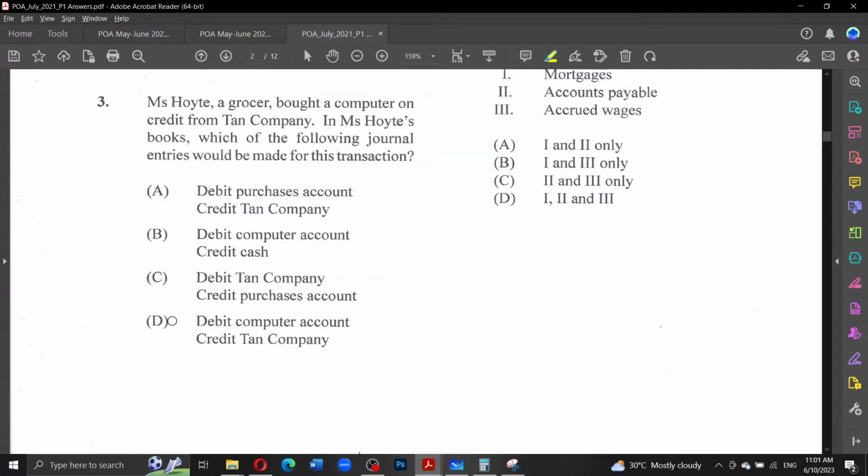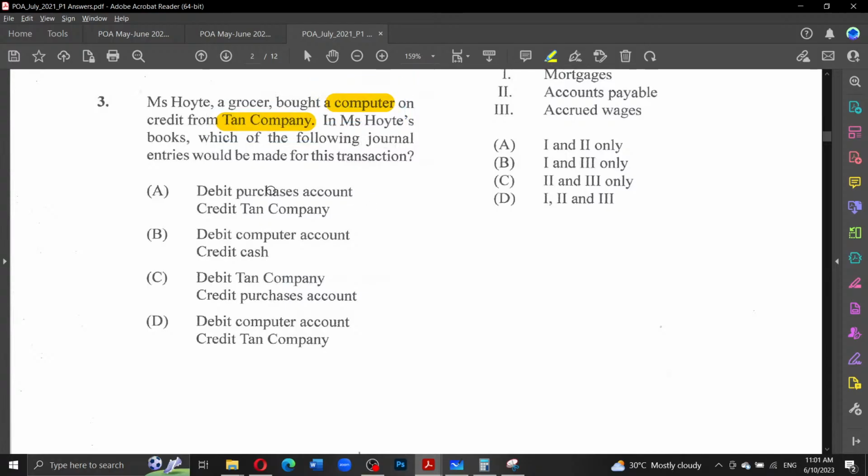Miss Hoyt, a grocer, bought a computer on credit from Tant Company. In Miss Hoyt's book, which of the following journal entries would be made for this transaction? So the computer is increasing, and the credit is going to be a credit, payable. So the two accounts: asset is increasing, liability is increasing. When an asset increases, you create a debit value.